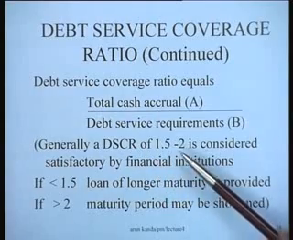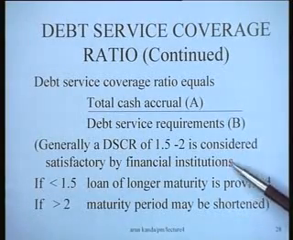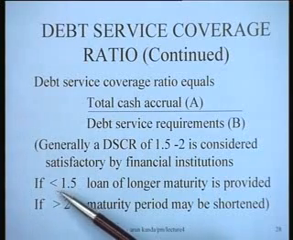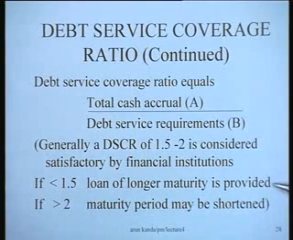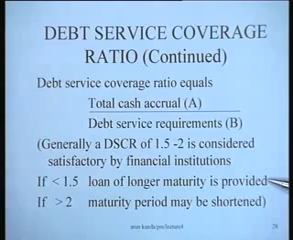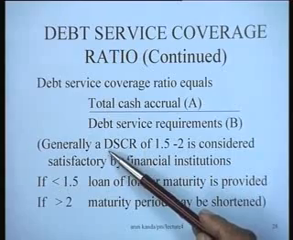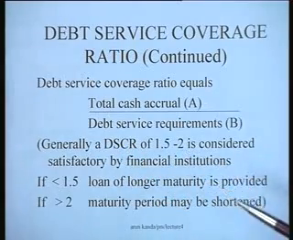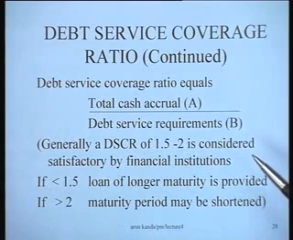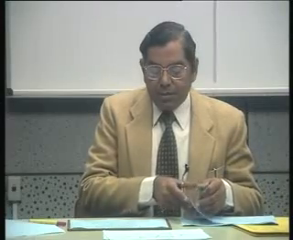And generally, a debt service coverage ratio of 1.5 to 2 is considered satisfactory by financial institutions. Incidentally, if the debt service coverage ratio is less than 1.5, generally it means that if the project is otherwise okay, you could be provided a loan of longer maturity. That means if you had applied for a 10-year loan, you might get a 15-year loan because you don't have the capacity to pay that much. And if it is greater than 2, the maturity period may be shortened. So a higher debt service coverage ratio indicates that you have a higher capacity to clear the payment of these loans.